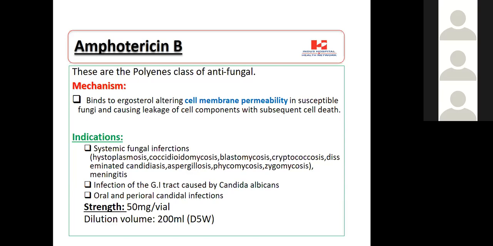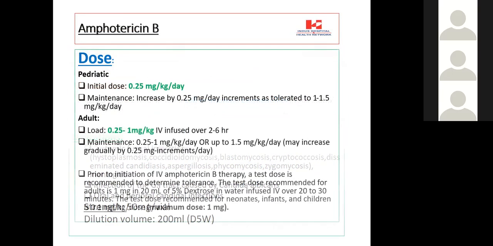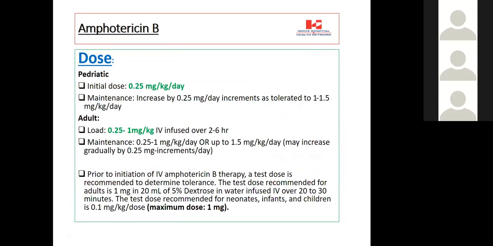The strength available with us is 50 milligram per vial, and it is diluted in dextrose 5% water. So if those patients are diabetic and have fungal infections and we start amphotericin, we'll closely monitor the sugar levels of that patient. This is the dosing information for peds, like 0.25 milligram per kg per day, and the maintenance is the same. For adults, we give 1 milligram per kg per day.